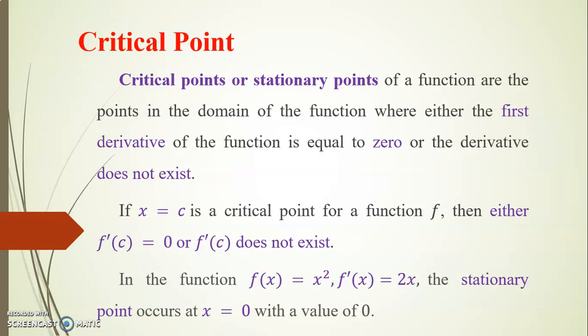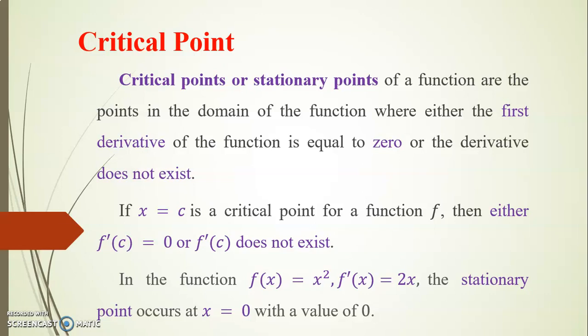Now let's see what is a critical point or a stationary point. Critical points or stationary points of a function are the points in the domain of the function where either the first derivative of the function is equal to 0 or the derivative does not exist. If x is equal to c is a critical point for a function f, then either f dash of c is equal to 0 or f dash of c does not exist.